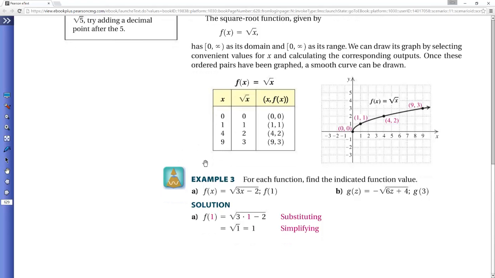Okay. So example 3 here, it says for each function find the indicated function value. So they have this function f of x equals the square root of 3x minus 2. And they want to know what f of 1 is. In other words, they're going to put 1 in for x and find out what this expression will end up being. Okay, and that's what they show us here. The solution is we'd put 1 in for x, and we'd end up with 3 times 1 minus 2, or we'd get the square root of 1, which is 1. Remember, it's not negative 1 because of this principal square root.